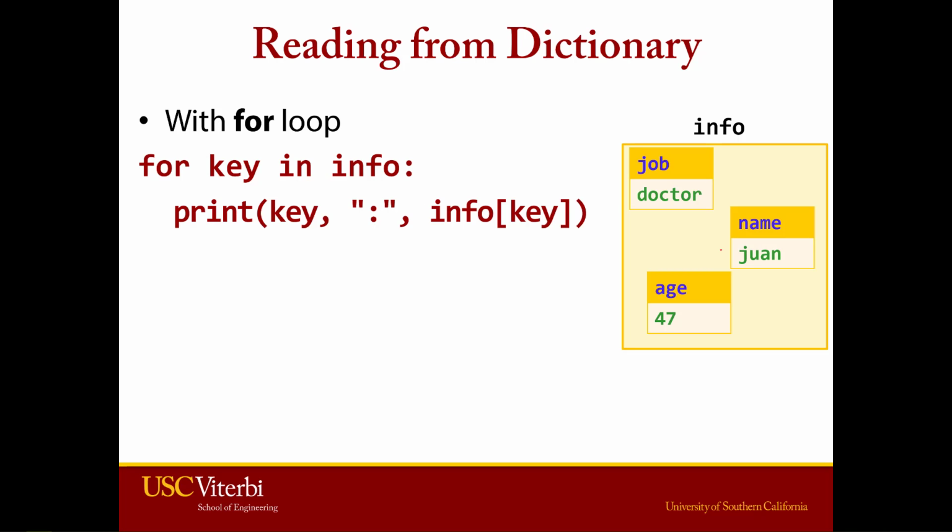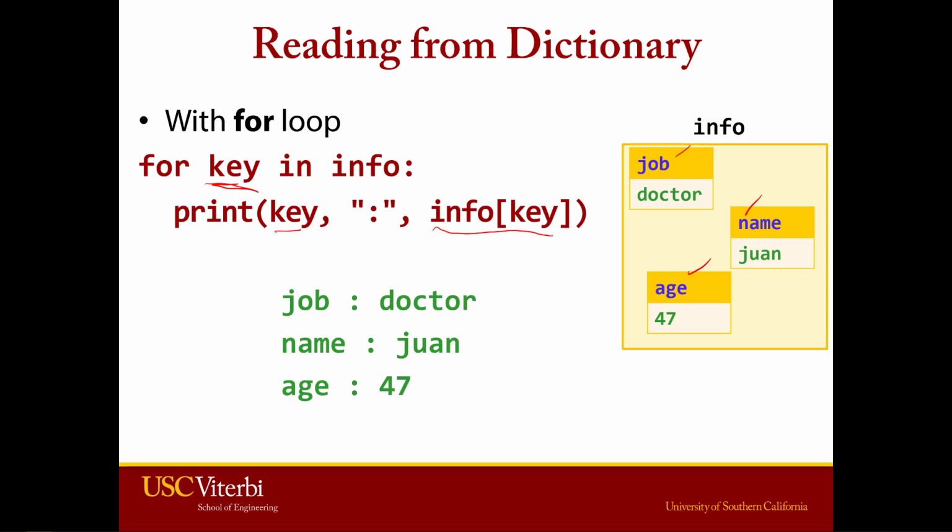Useful to iterate through this with a for loop, so we can simply say for, and then my temporary variable, which in this case we called key, but you don't have to, for key in info. What that's going to do is iterate over each key in the dictionary. And so I'm reading the variable key, and then I'm accessing the value that would be at that place. And so what you're getting is key, job, value, doctor. Key, name, value 1, and so on.